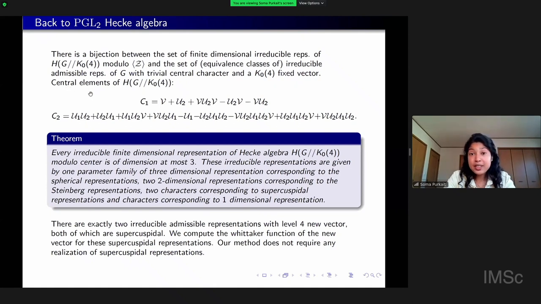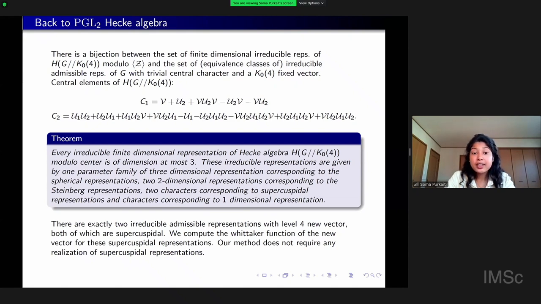So we compute the central elements of the Hecke algebra. These, C1 and C2, are essentially the generators of the center of the Hecke algebra, and we use this to obtain the finite dimensional representations of the Hecke algebra. Here C1 satisfies a really nice quadratic. However, C2 is not finitely generated, and C1 and C2 give the full center along with one.